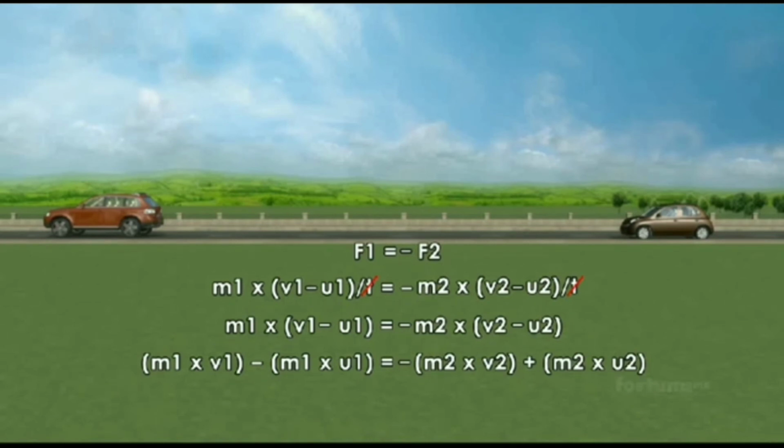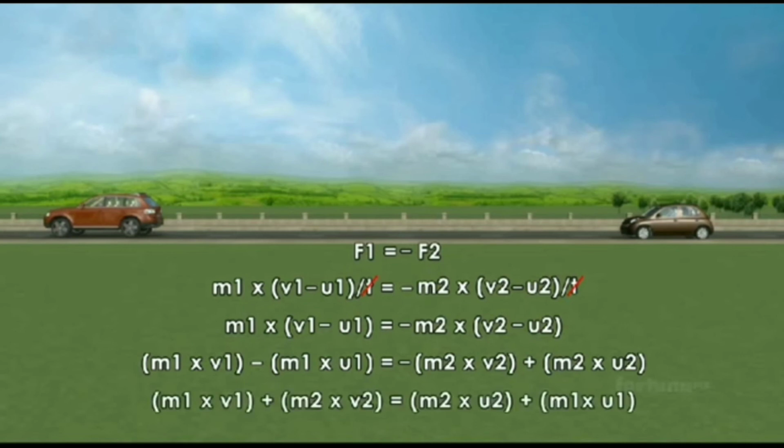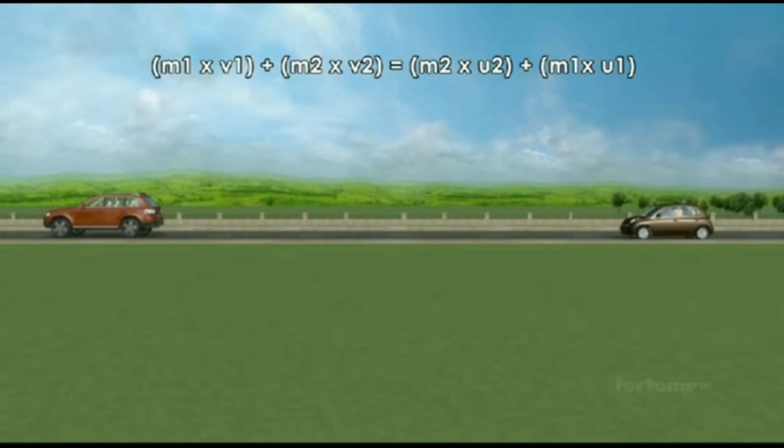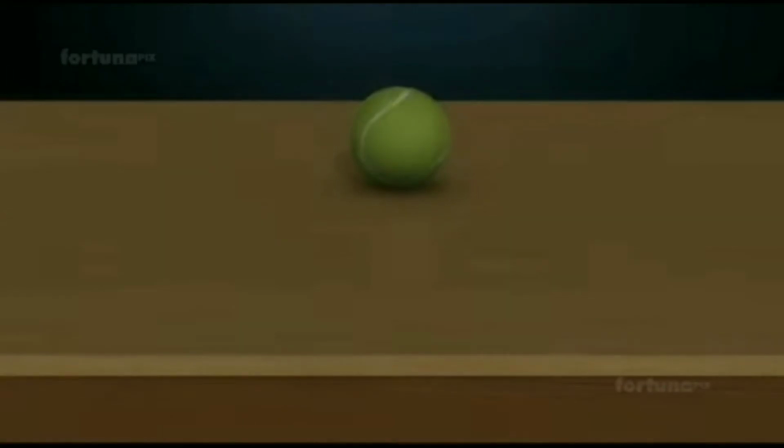And it can be written as m1 v1 plus m2 v2 is equal to m1 u1 plus m2 u2. From this equation, we can see the total momentum of both cars before and after the collision did not change but was conserved, thereby proving the law of conservation of momentum.